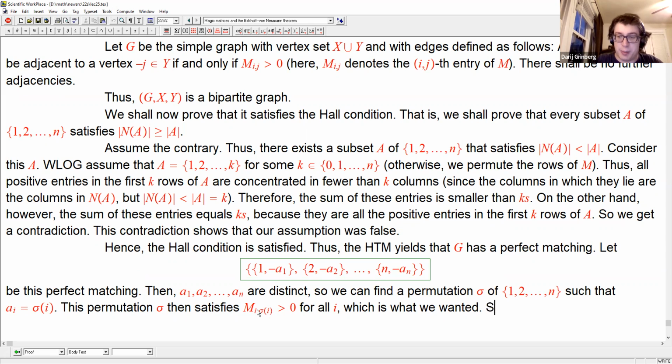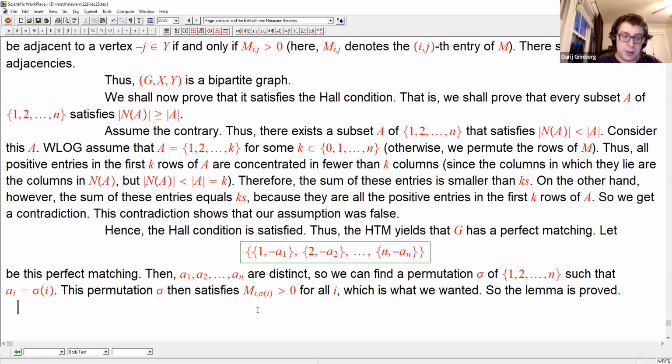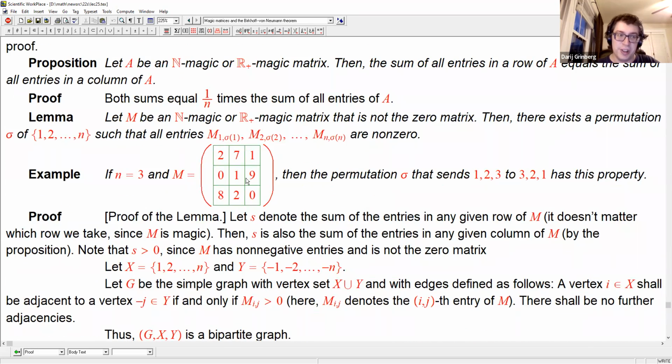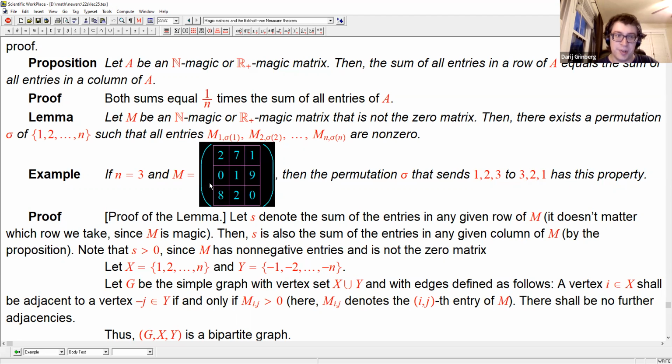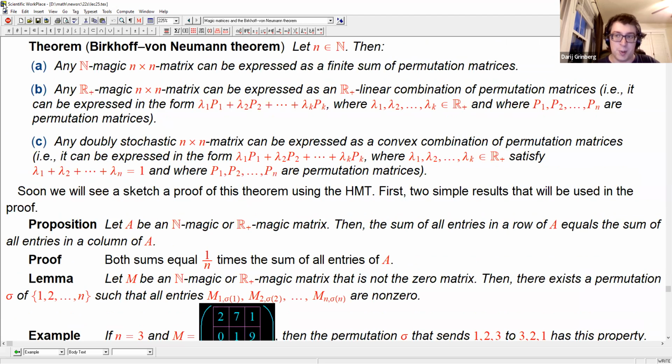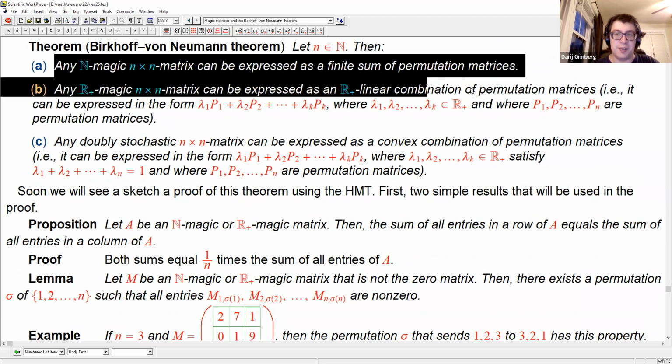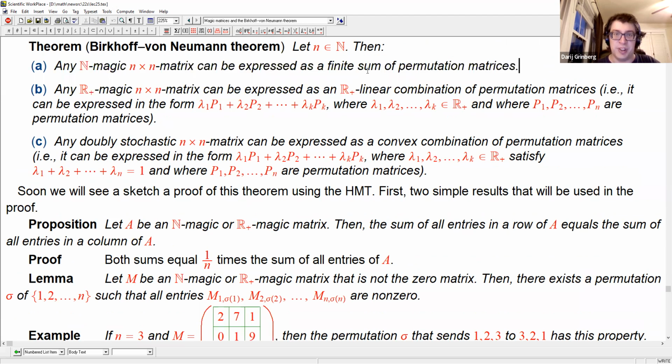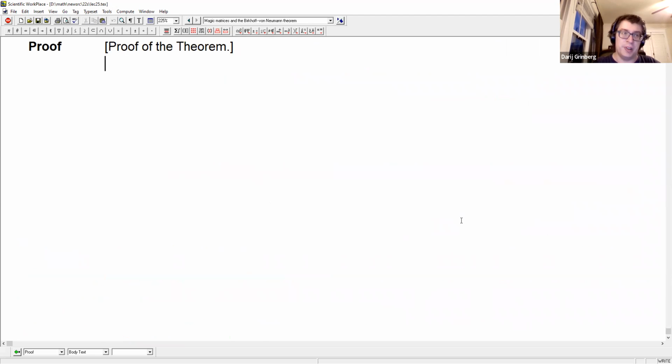All right, so the lemma is proved. But how do we prove the theorem? Well, essentially it's applying the lemma many times, but I will not go into the details here. I will put some details into the notes. Here I will just give a proof by example. And I will be talking about part A in particular, because the other parts are kind of similar.